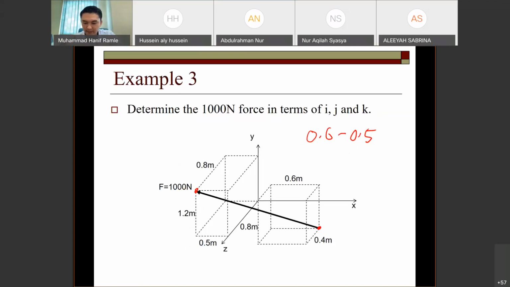Yeah, and then the answer is negative 1.1. Yeah, negative 1.1 lah. Of course, you have to put negative on both values like this. So dx is equal to negative 0.6 minus negative 0.5. Okay. So you will get negative 1.1.